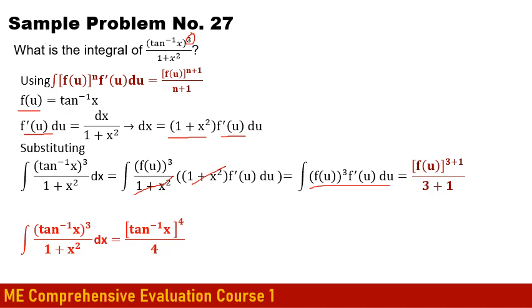Finally, this can be integrated now since it is in the form that is here. So it will become f of u to the 3 plus 1 over 3 plus 1, and putting back f of u, which is arctan x, then our result will become arctan x to the power of 4 over 4 plus c.